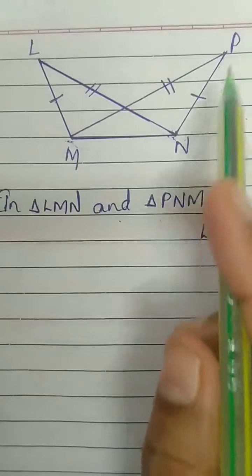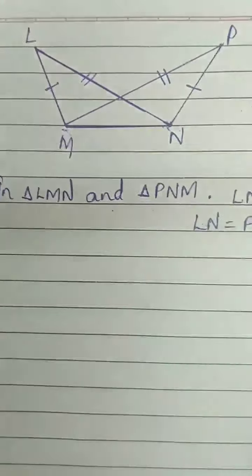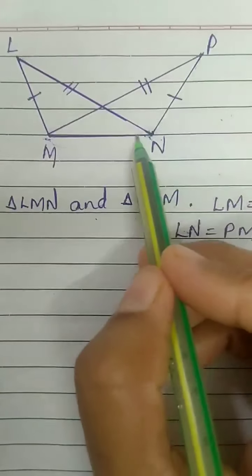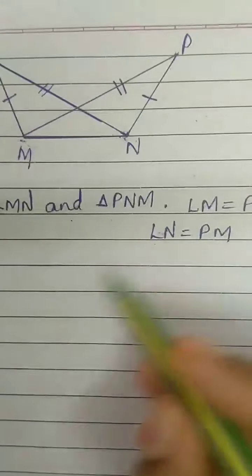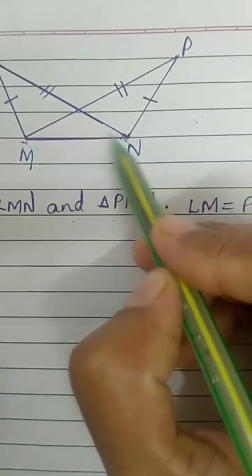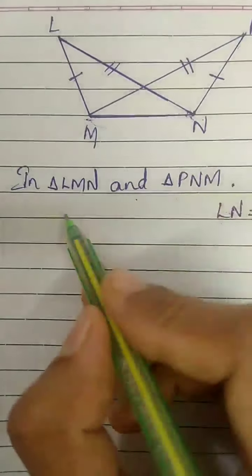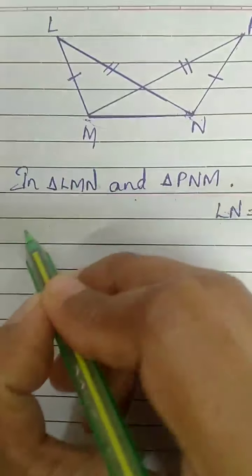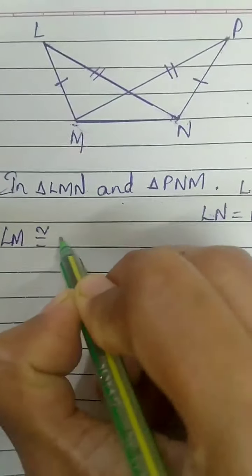In triangle LMN and PNM, what all things are given congruent? Let us write. It is given LM is congruent to PN, and LN is congruent to PM. This whole side and this whole side are congruent. Okay, so in triangle LMN and triangle PNM, I'll write it once again. LM congruent to PN.